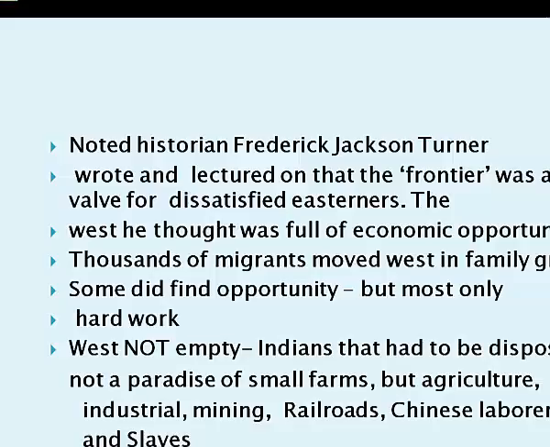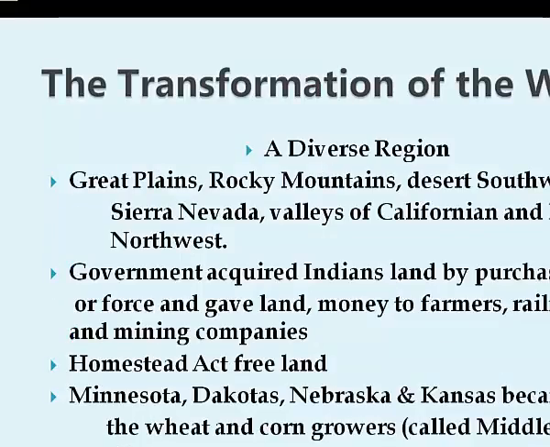So you had landlords and you had railroads, and they used Chinese contract laborers, and until the Civil War, African American slaves. The West was also not a single area, but rather incredibly diverse, ranging from the Great Plains to the Rocky Mountains. You had the desert Southwest, the Sierra Nevada, and those coasts and valleys of California and the Pacific Northwest. Its incorporation into the United States required the federal government's intervention. And the government acquired Indian land by purchase or force, regulated the territories, and gave land and money to farmers, railroads, and mining companies.